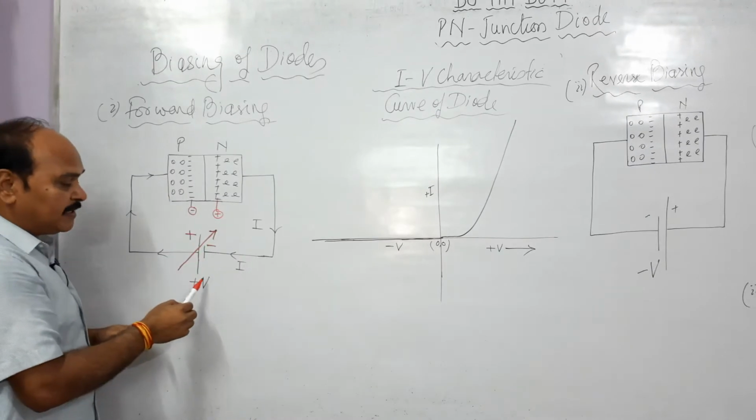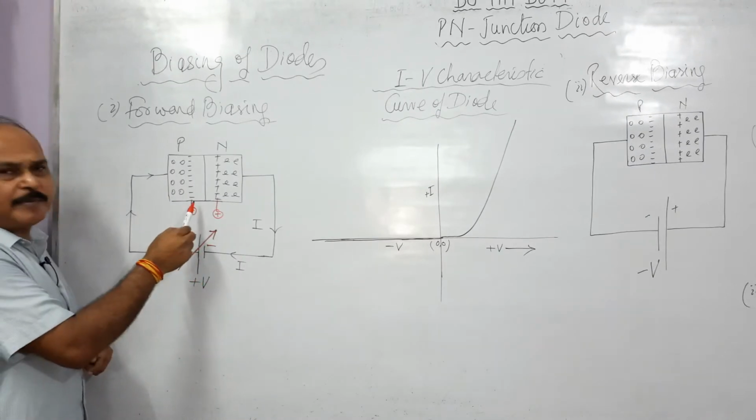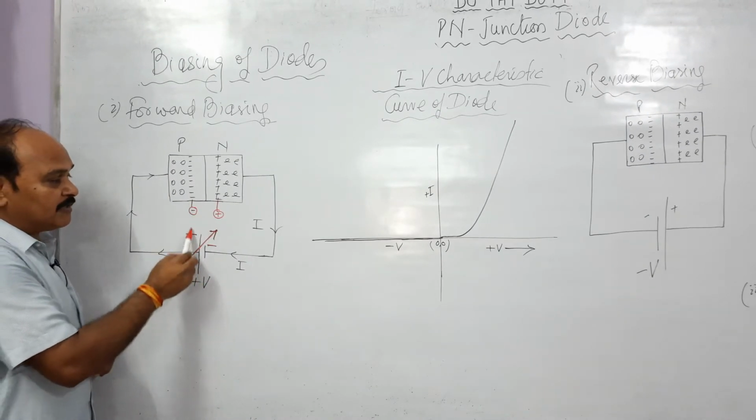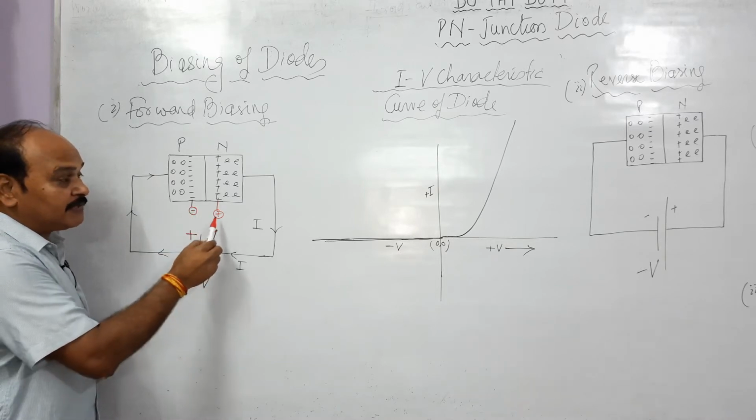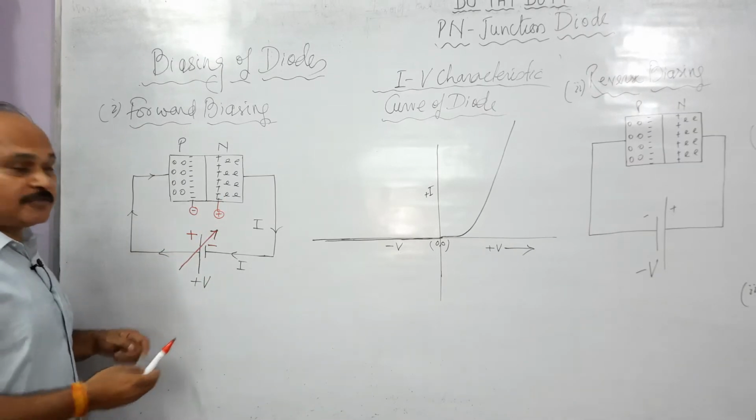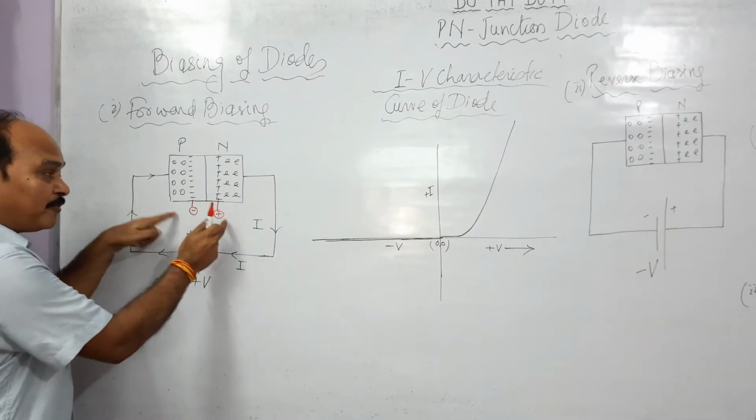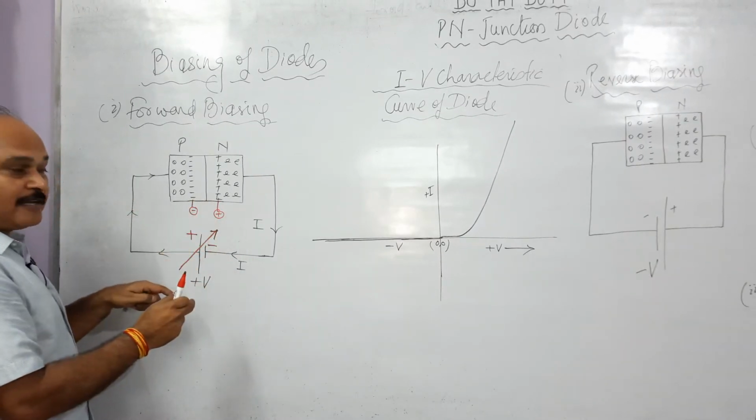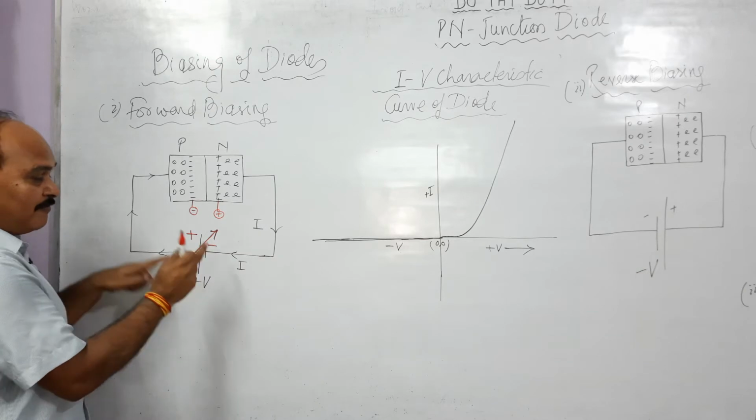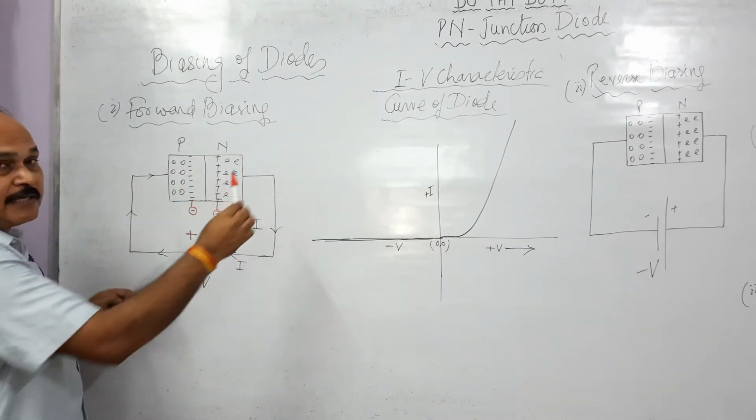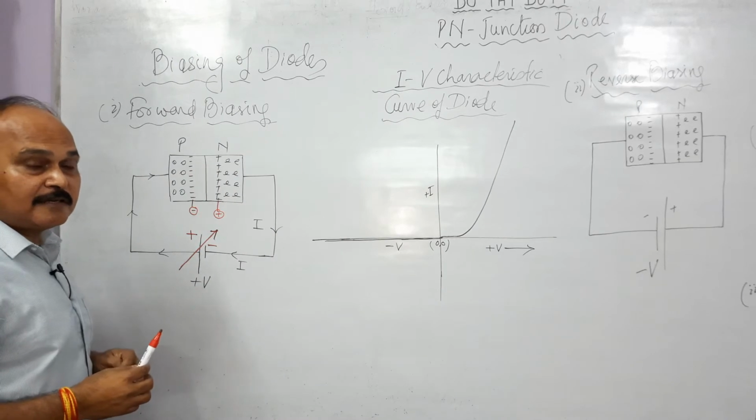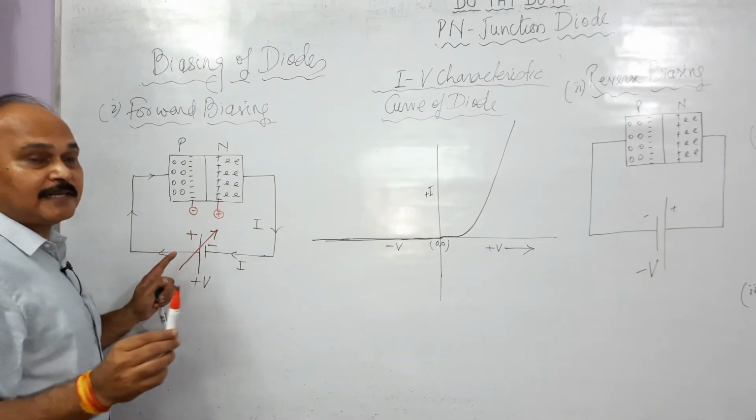And see, this external battery is opposing the barrier. This positive electrode is connected with the negative of the barrier, and this negative electrode is connected with the positive of the barrier. So this external battery is opposing this barrier. When this potential difference is zero, because of this barrier, no majority charge carriers can cross over the junction. As a result, there is no current in the circuit.